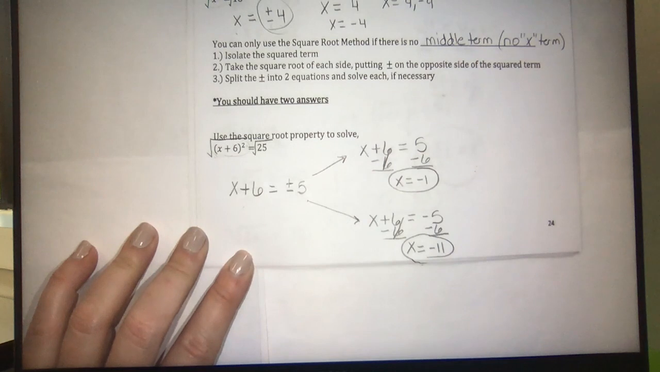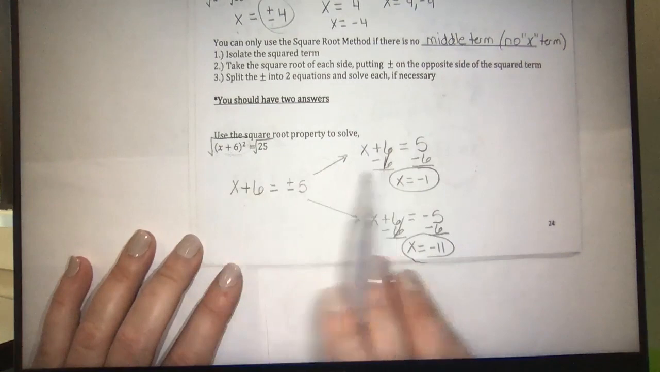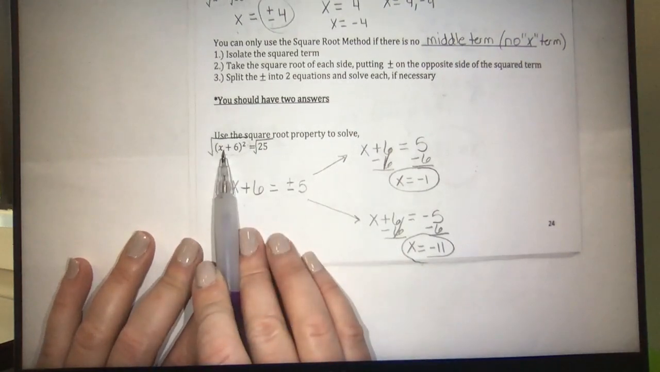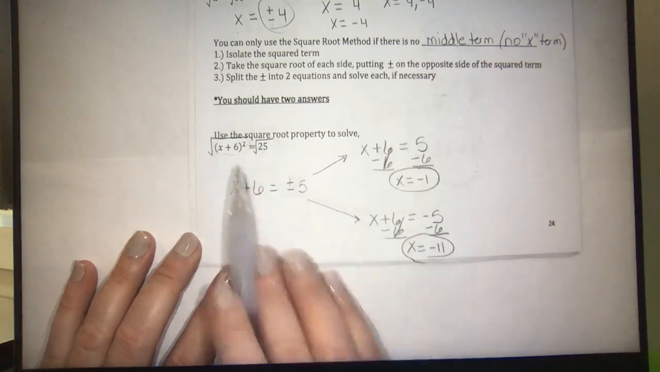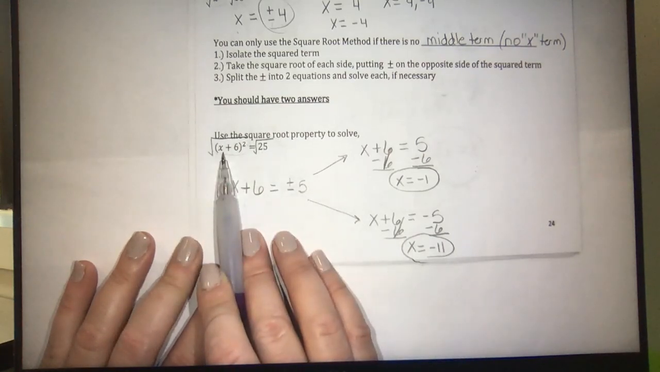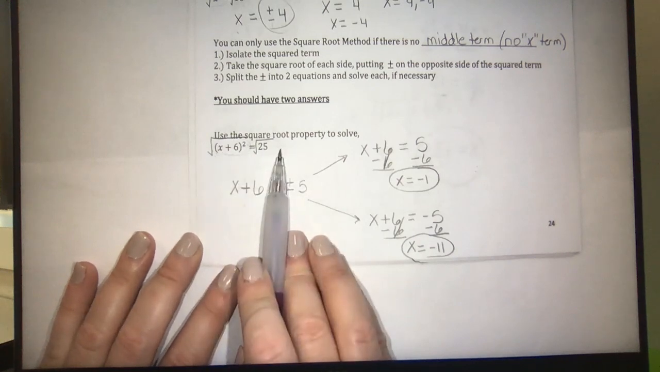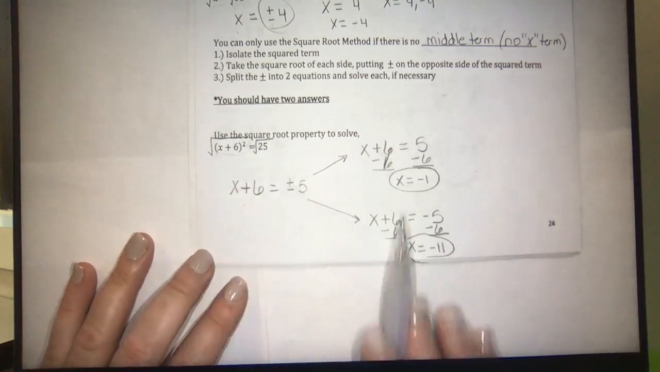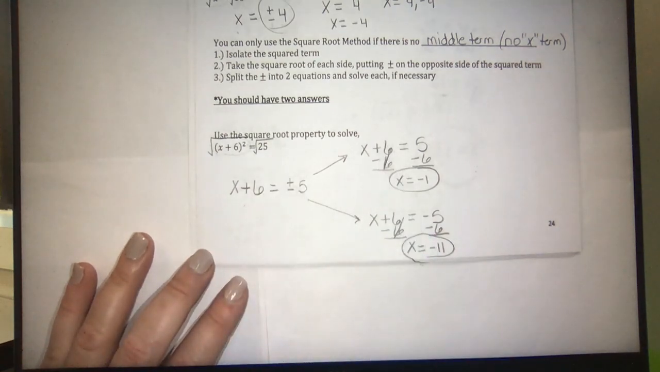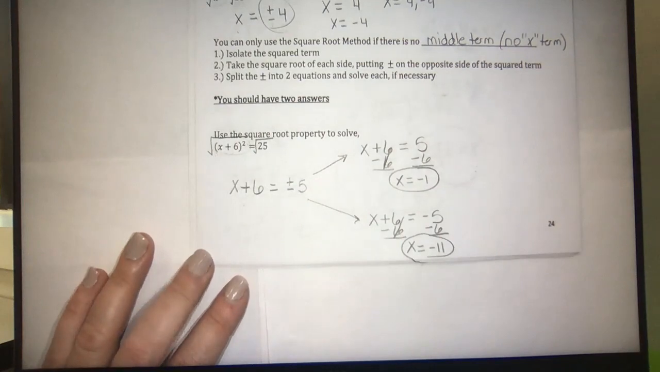Okay, and you can check them both by plugging them back into the original here. If I put a negative 1 in here, negative 1 plus 6 is 5. 5 squared, that checks out. Negative 11 plus 6 is negative 5, but negative 5 squared is 25. So they both check out. Make sure you have two answers and make sure you know when to split them and when to leave them alone. And it just depends on what's on that left side. Okay, does that make sense?